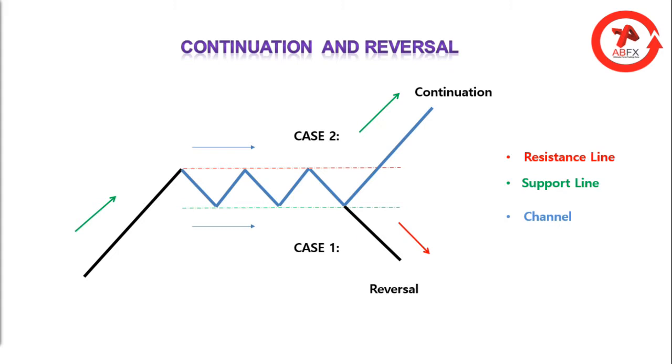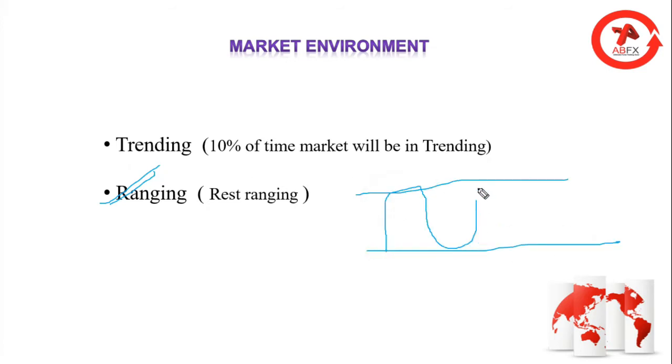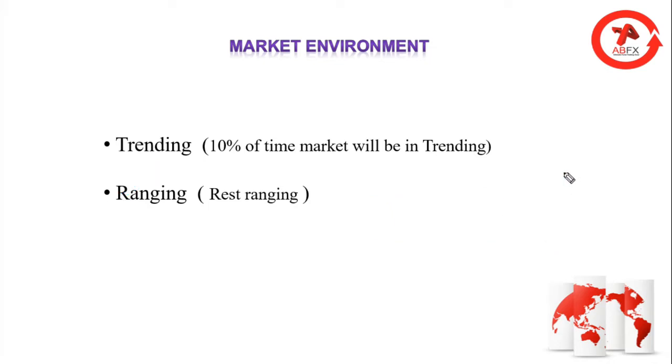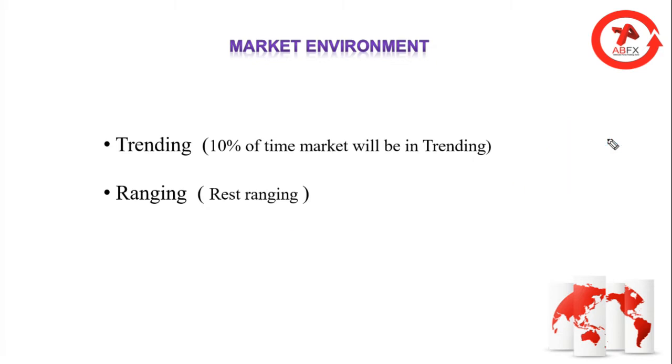In any market, most of the time the market will be in a ranging situation, consolidating up and down between a certain price range. It can be a down channel or an up channel, as we talked about. The market can consolidate in an up channel, and the market can consolidate in a down channel.